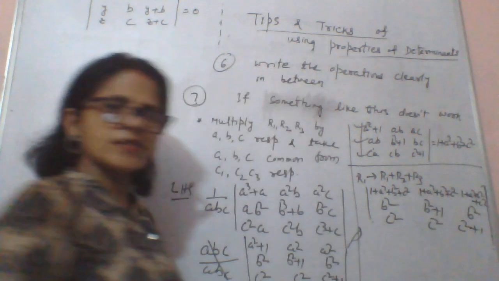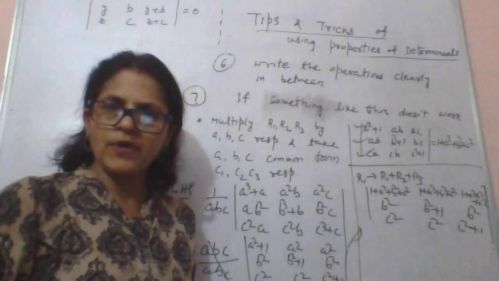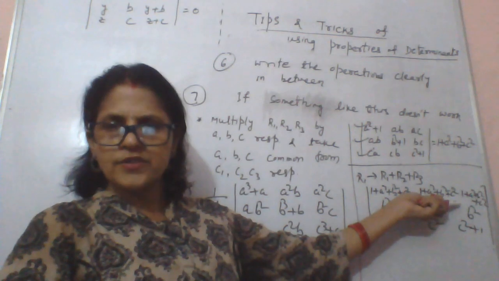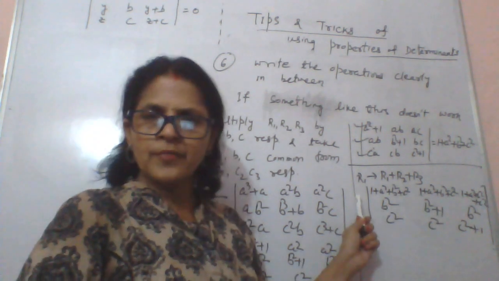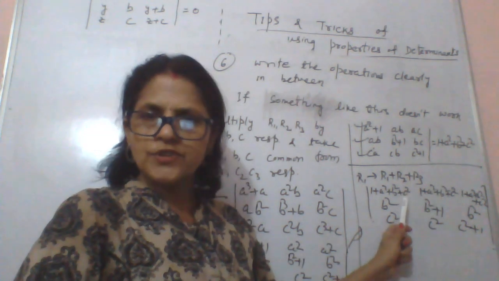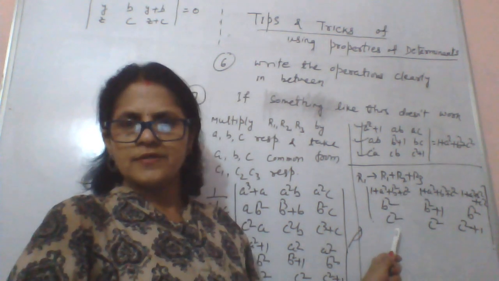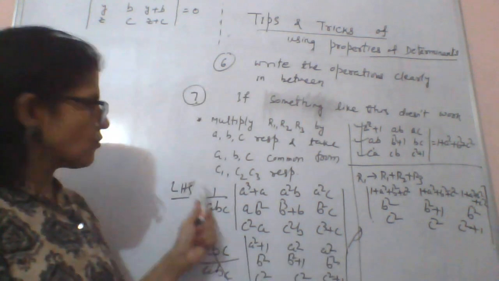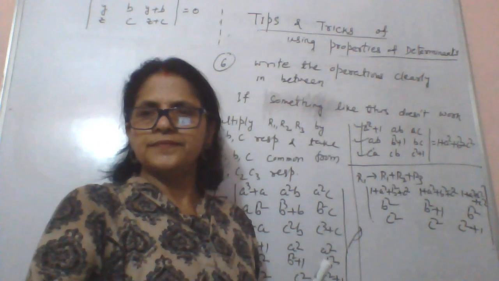Now it is like the previous type of what we were doing. It means getting something common in the first row, then we can take it common, we can create 1, 1, 1 here, then we can create two zeros, then we can expand. So it is another trick. Now let's go to the next trick.